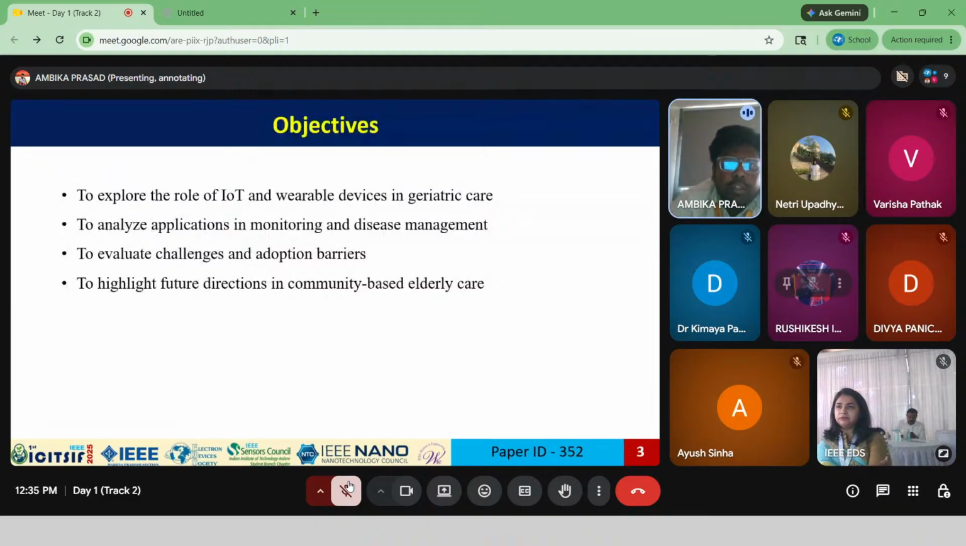So what are the objectives of having the Internet of Things and wearables? To explore these wearable devices in geriatric care, to analyze their applications in monitoring and disease management, to evaluate the challenges and adoption barriers, since elderly people are not always well equipped in using such devices, and to highlight future directions, the new era of science in community-based elderly care.